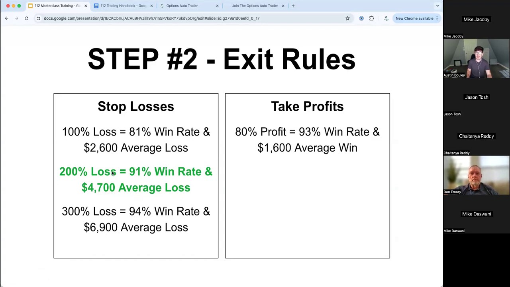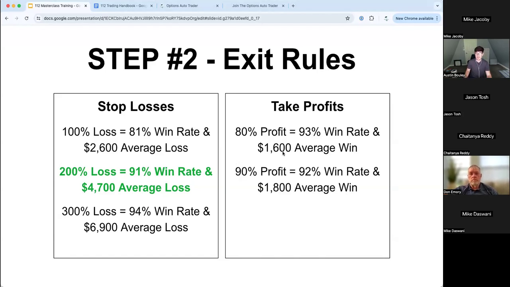Next, how does this affect take profits? Let's assume that we're doing the 200% stop loss. I'm basing these take profits off of the fact that you have the 200% stop loss. If we have a 200% stop loss and then we add an 80% take profit, which means we close the trade once it hits an 80% profit target, then we'll have a 93% win rate with an average win of $1,600. That's awesome, right? We went from a 91 to a 93% win rate just by adding a take profit.